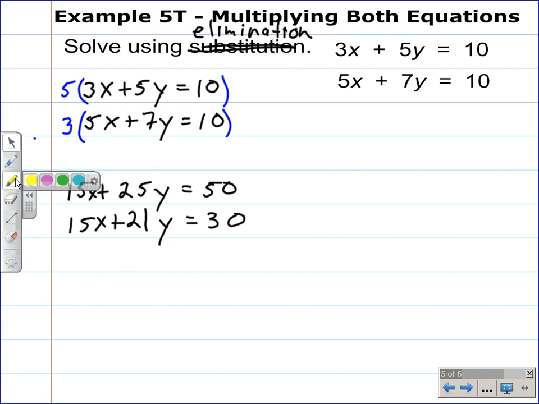Now, as we saw in the previous two examples, we have terms, in this case the x terms, that have the same coefficient. They both have a coefficient of 15. This is the first time we've seen where the equations have the same sign. In this case, the 15s are both positive. So instead of adding the two equations together, we have to subtract.